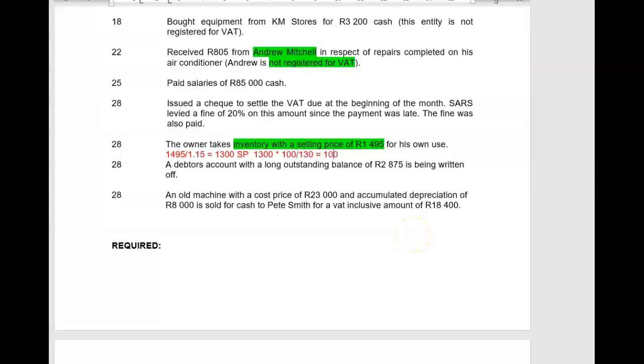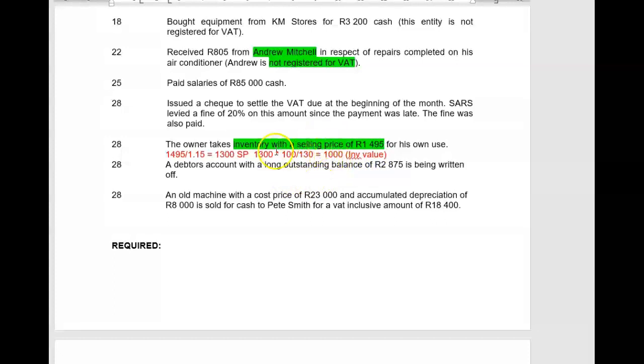That gives us the cost price of that goods of 1,000 Rand. So that is our inventory value that we have to adjust. Now, what happened when we purchased that inventory initially? We bought the inventory. The amount that we've paid for the inventory was 1,150 Rand: 1,000 Rand cost price plus VAT of 15%, which is 150 Rand.